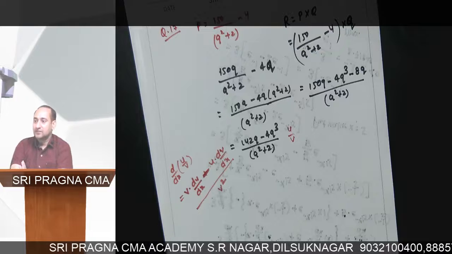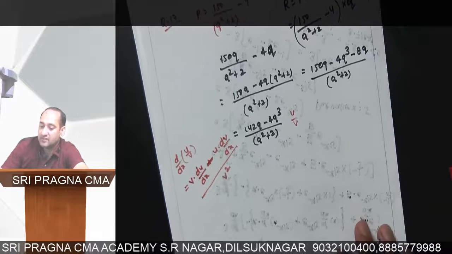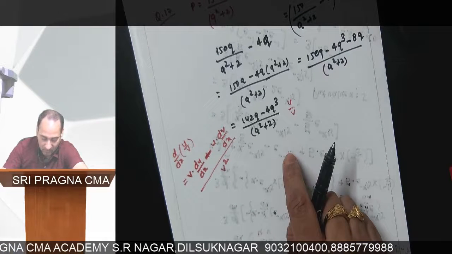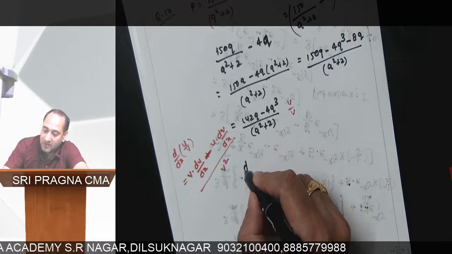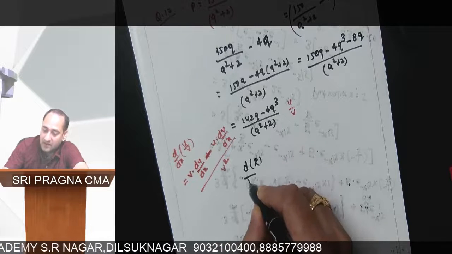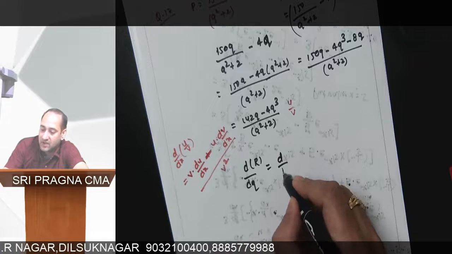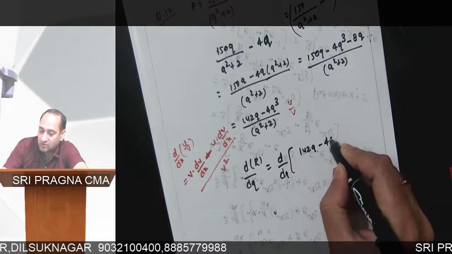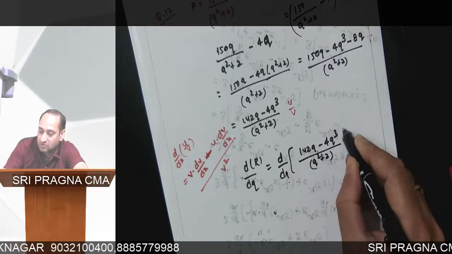Done? Shall I proceed? Okay. So let us do the differentiation of this number. What I need to do is write dr by dq, that is d by dq of (14q cube minus 4 cube) divided by (q square plus 2).